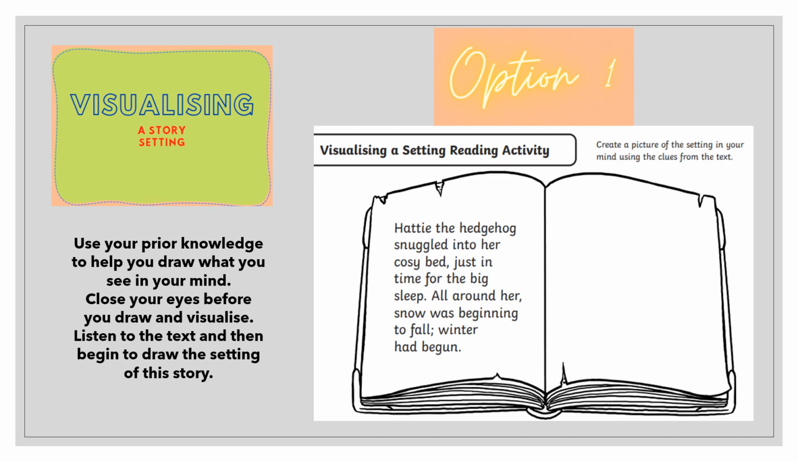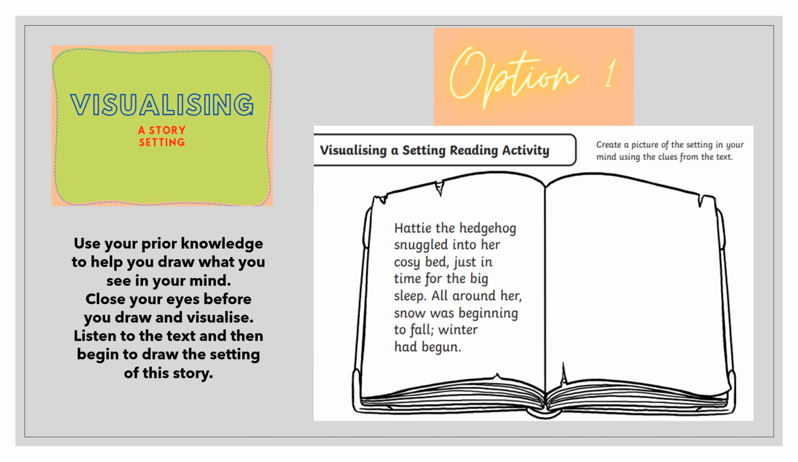So option 1. Hattie the hedgehog snuggled into her cozy bed just in time for the big sleep. All around her, snow was beginning to fall. Winter had begun. So that's option 1, if you would like to draw that visualization.